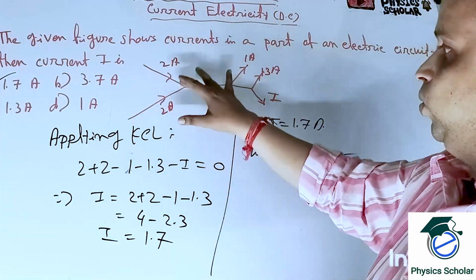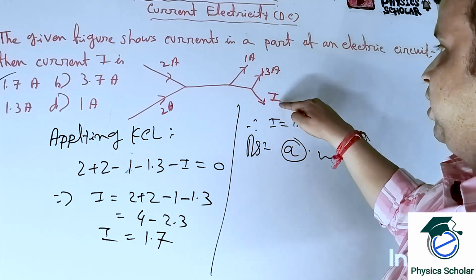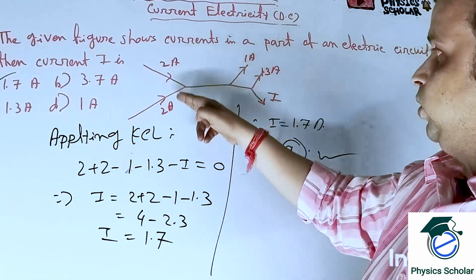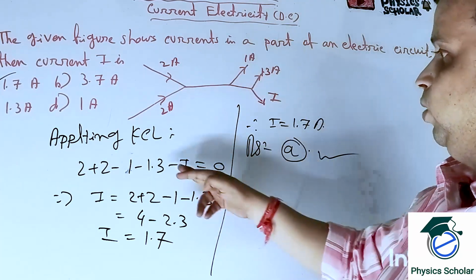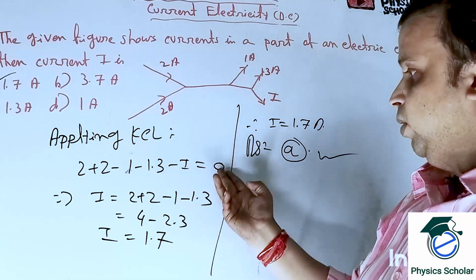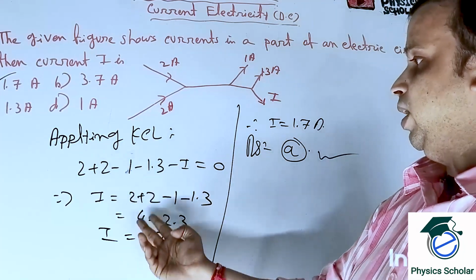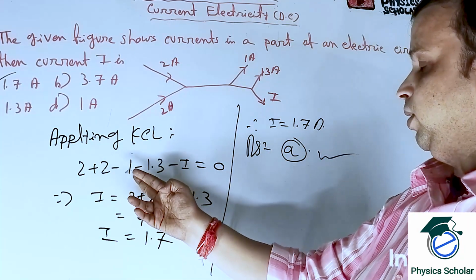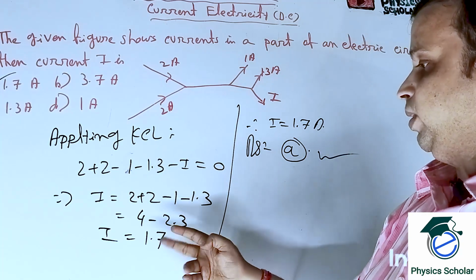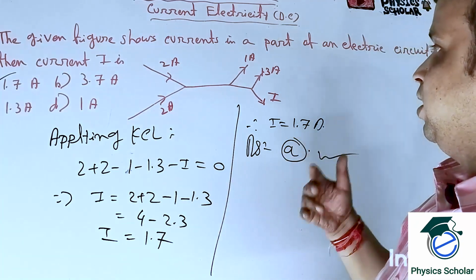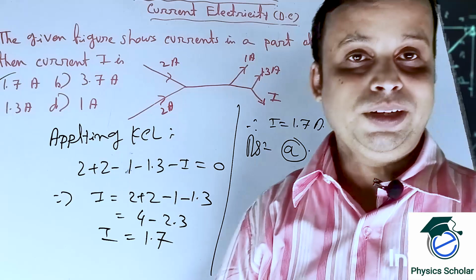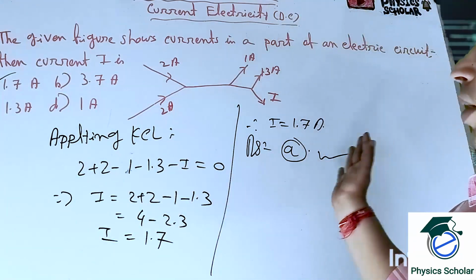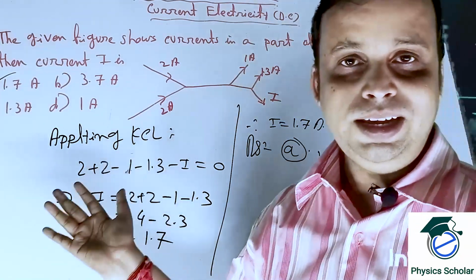So incoming current 2 and 2, outgoing current 1, 1.3 and I. So 2 plus 2 minus 1 minus 1.3 minus I will be equal to 0. So shifting I, I is equal to 4 minus 1 minus 1.3, which means minus 2.3. So it will be 1.7. So option A will be the correct option. Very easy, you can do it very easily.